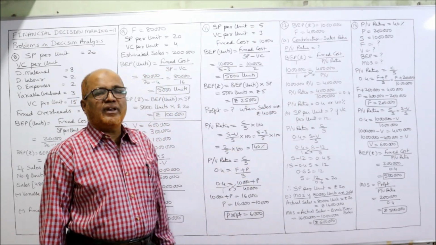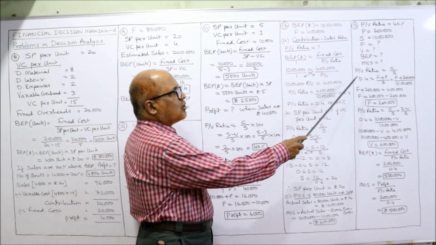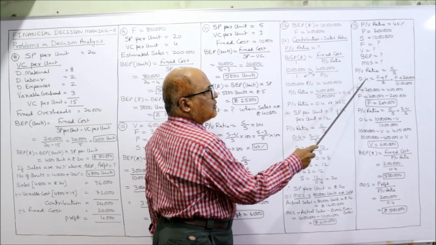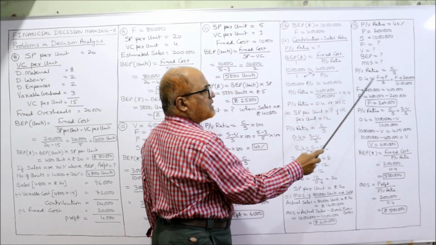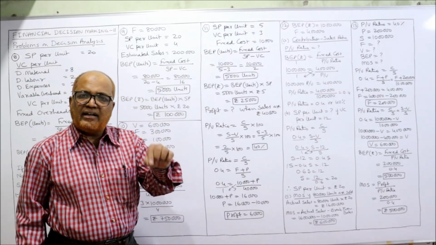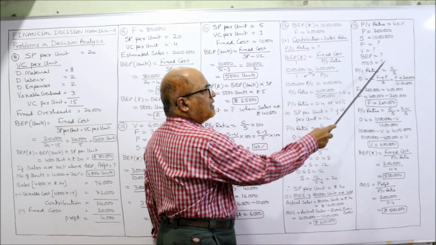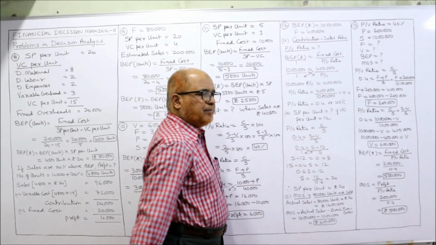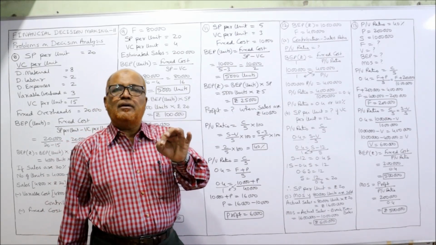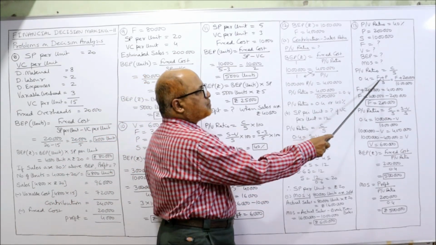First, by using PV ratio, we can calculate the fixed cost. What is the formula for PV ratio? C by S. So PV ratio is given in the problem as 40%. So in place of 40%, I am writing 0.4. If I take 40, then I have to multiply by 100. I am not multiplying by 100, so I am taking 0.4. In place of C, I am writing F plus P. Why am I writing F plus P? Because I need the fixed cost, right? So F plus P by S.